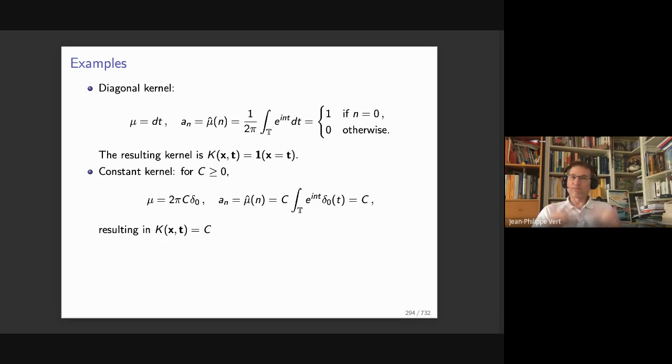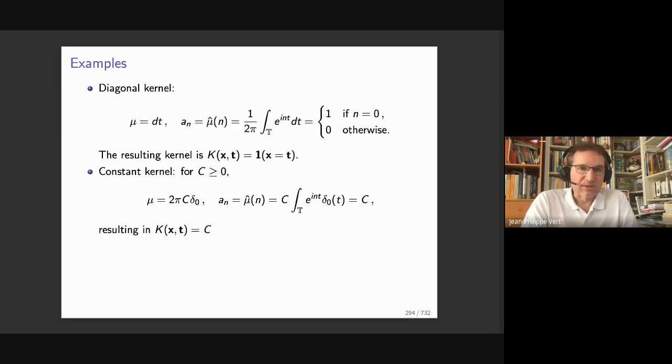Right? So this is the classical, sometimes we call it the Dirac or the diagonal kernel. It's just a kernel that says that x and t are all different if x is different from t, otherwise they are the same. And so this is a translation invariant kernel, and we see that indeed the diagonal kernel is the Fourier transform of a positive measure on the torus.